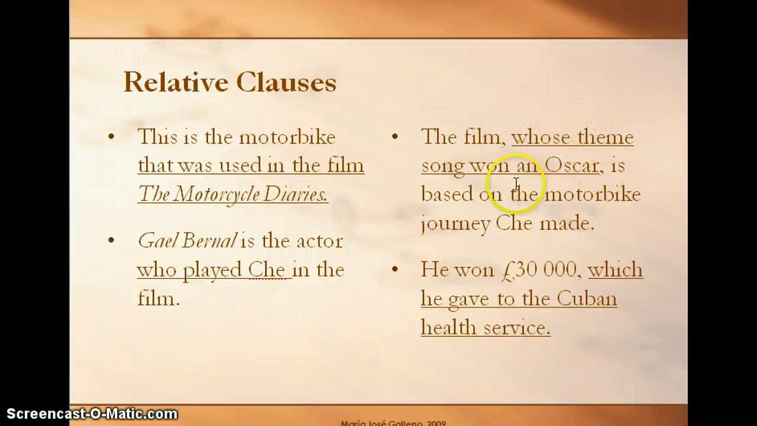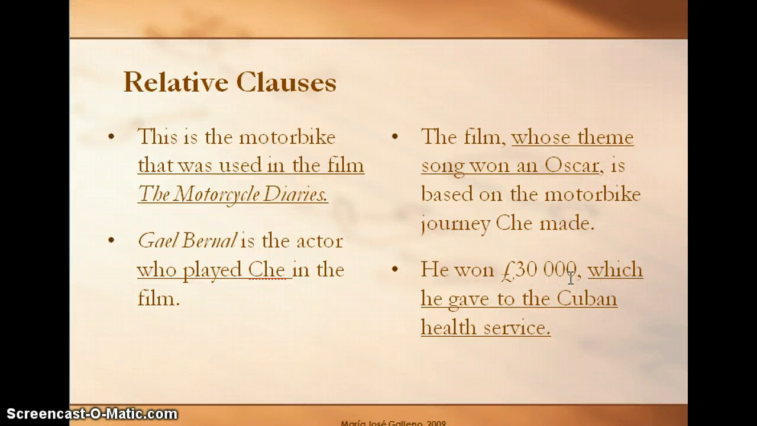The film whose theme song won an Oscar is based on the motorbike journey Che made, and he won £30,000, which he gave to the Cuban Health Service. So here we've got two more examples of relative clauses. As you can see, at least at first sight, the difference between the ones in this column and here is that we've got commas.